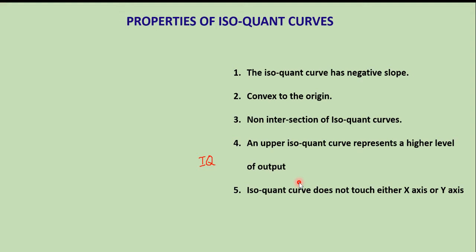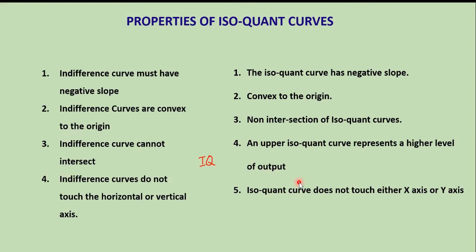2.14. Under that, we studied the properties of indifference curves. So 4 properties we studied. Indifference curve must have negative slope. Indifference curves are convex to the origin. Indifference curve cannot intersect. Indifference curves do not touch the horizontal or vertical axis.